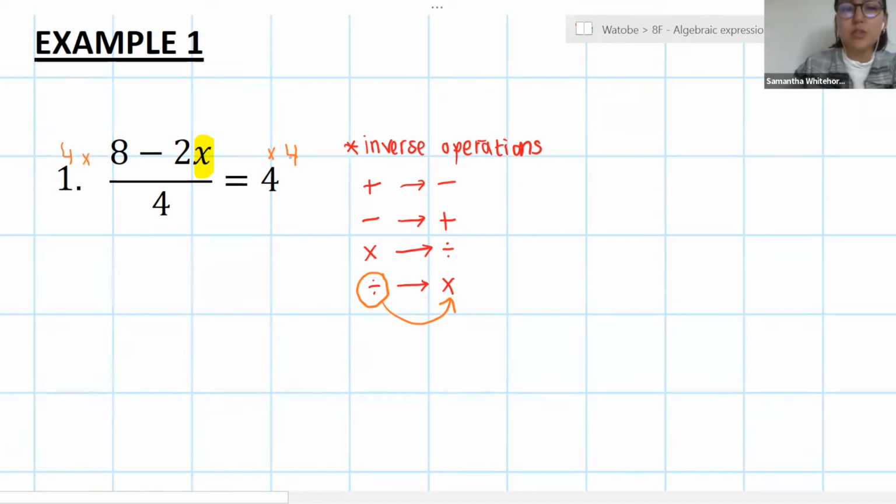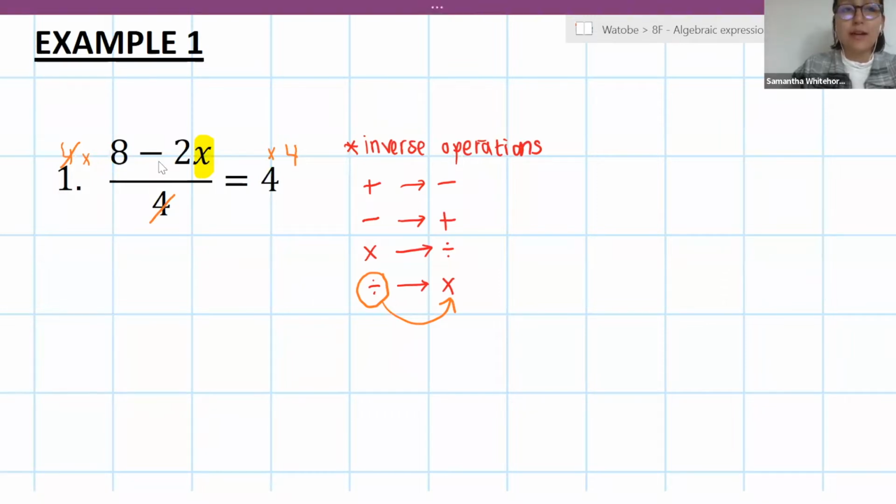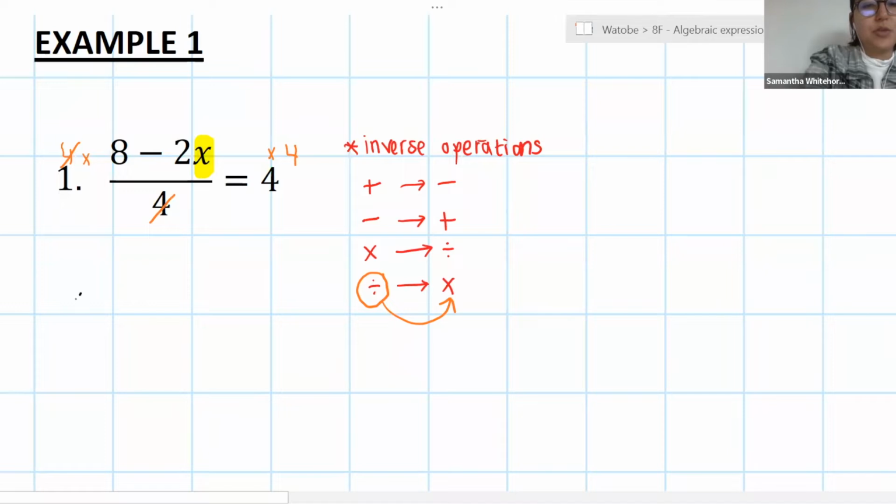The reason we do it to both sides is because this is an equation, and the equation has to be balanced. The left-hand side must equal the right-hand side. If I'm going to change something on one side, I have to do that on the other side. Timesing by 4 gets rid of that denominator, so now I no longer have a fraction, which is great. So what I have is 8 - 2x = 4 times 4.